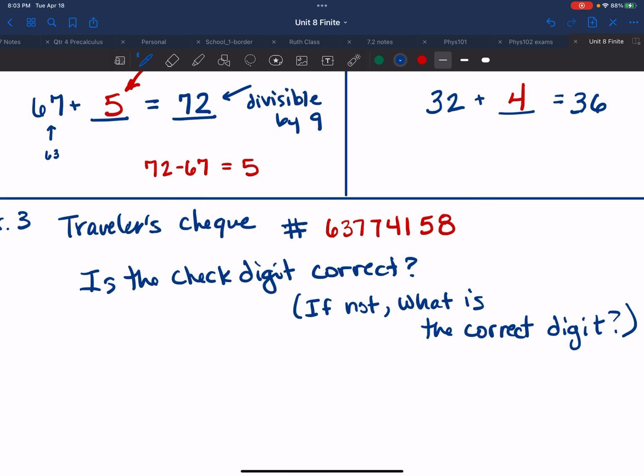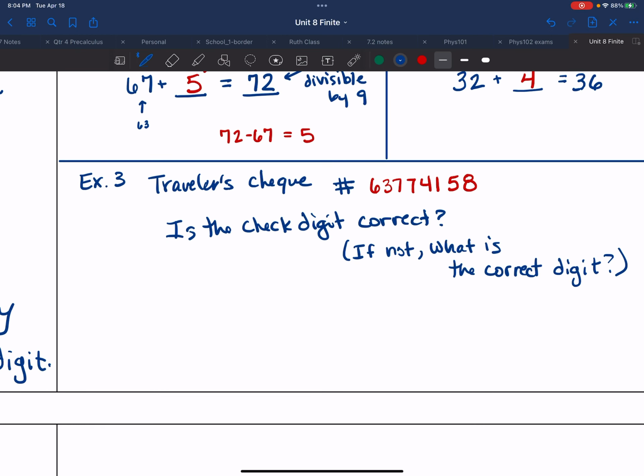Okay, so we're going to do this a little bit differently. If I was just saying yes or no as to whether or not it's the correct check digit, I would just add all these up and divide by 9 and call it a day. If it's a whole number, then it's correct. If I get a decimal when I divide by 9, then it is not correct. So let's take a look at these first few. I'm going to ignore this 8 for right now, and this is how I would solve it to determine what the check digit is. So 6 plus 3 plus 7 plus 7 plus 4 plus 1 plus 5.